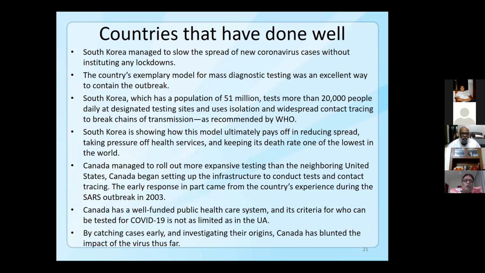Among countries that have done well, South Korea managed to slow the spread without instituting any lockdowns because they did what's called mass diagnostic testing. South Korea has really followed this by doing more than 51 million tests, and more than 20,000 people are tested there. Canada is another country. They managed to roll out more expansive testing than the neighboring USA. And Canada has a well-funded healthcare system, one of the best in the world. By catching cases early and investigating their origins, Canada has really blunted the impact of the virus thus far.